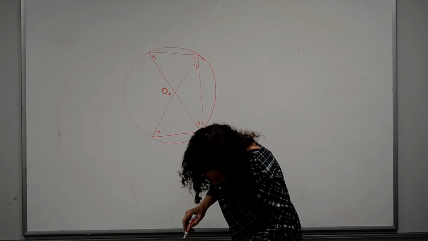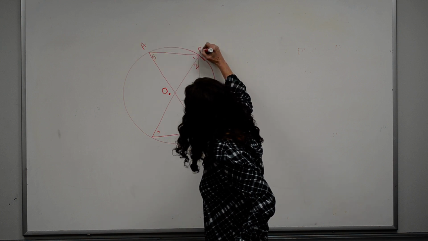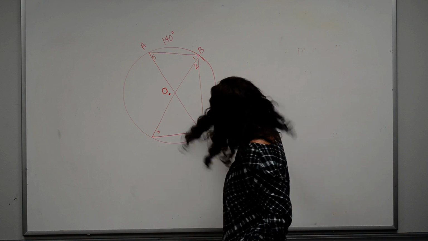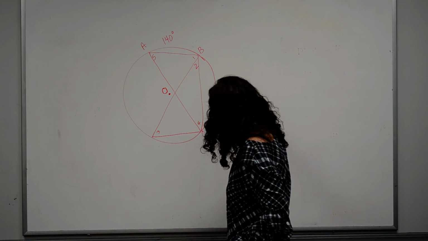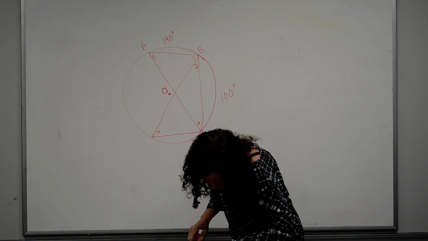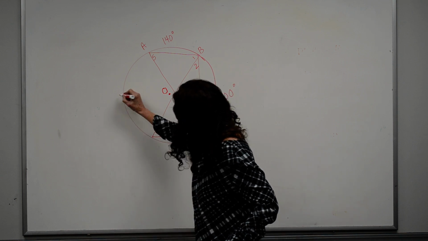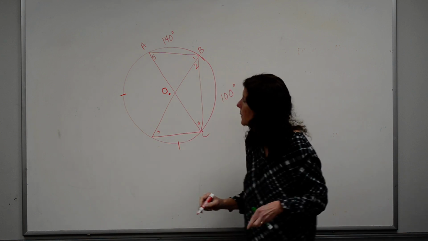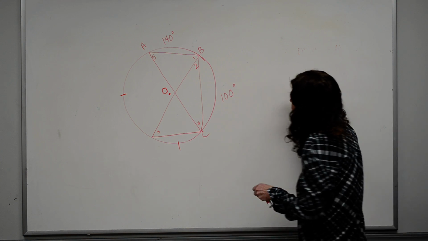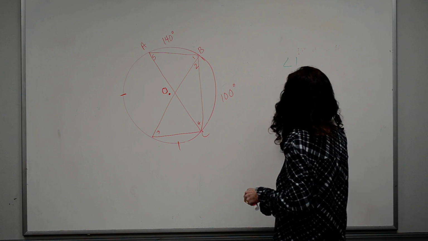All right, I know that AB, from A to B, is 140. I know from B to C is 100, and I know that MD equals DC. Now it really doesn't look like it, but those are congruent. It really doesn't look like it even in the book. So now I've got to find all these angles. Angle 1, angle 2, angle 3, angle 4.